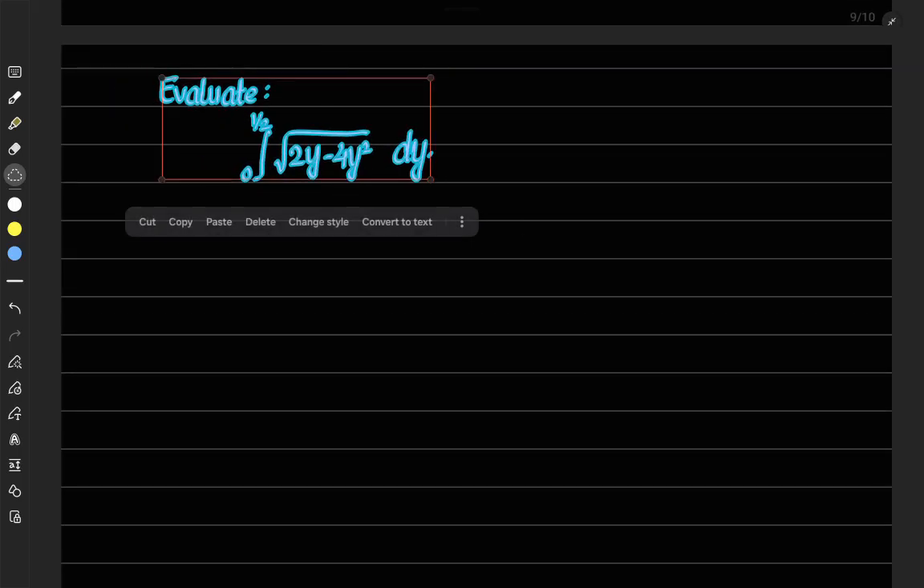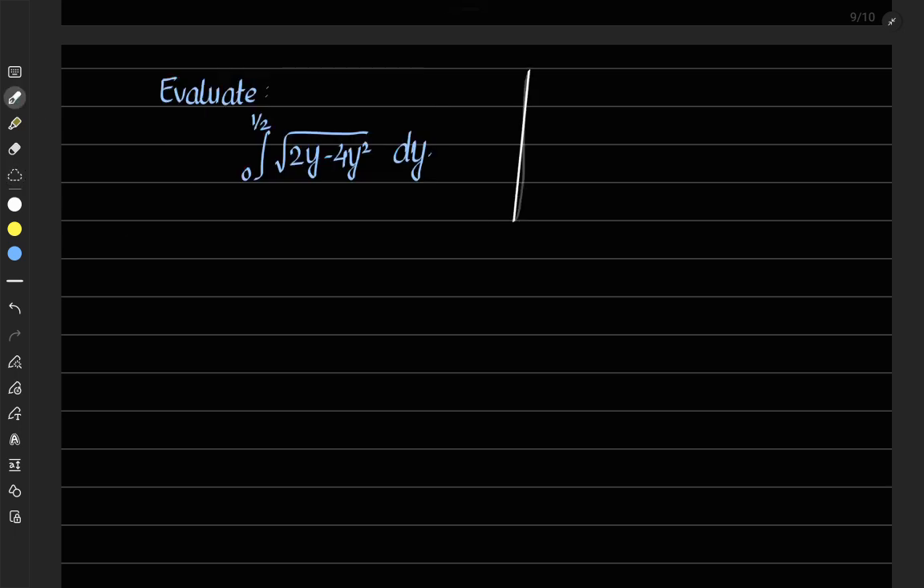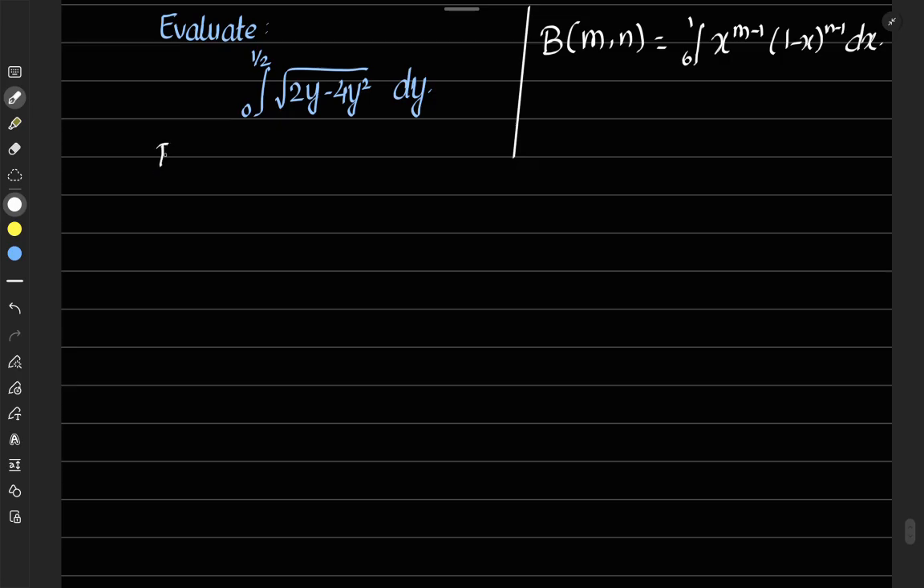So consider this example. Notice again our standard beta function is given like this quantity. Beta(m, n) is the integral from 0 to 1 of x to the power m minus 1 times (1 minus x) to the power n minus 1 dx. So we want to compare these quantities. What we will do here is rewrite this integral: I will take root 2y common, and this is multiplied by (1 minus 2y) dy.